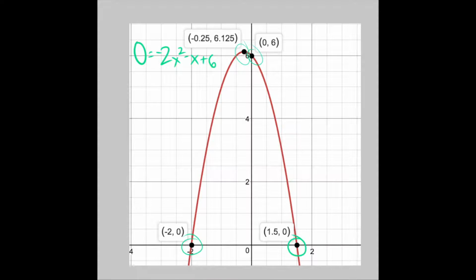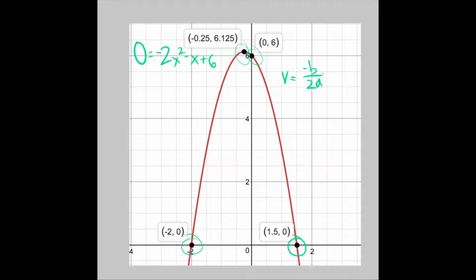Back to the vertex. How do you find the vertex of the graph if you don't have the graph with you? Well, use this formula. V will stand for vertex. Negative b over 2a, which if you recall, looks quite similar to a part of the quadratic formula. But again, we'll get back to that later.